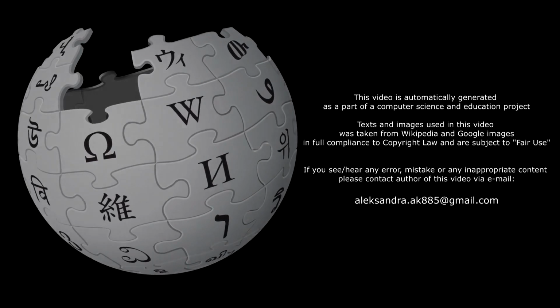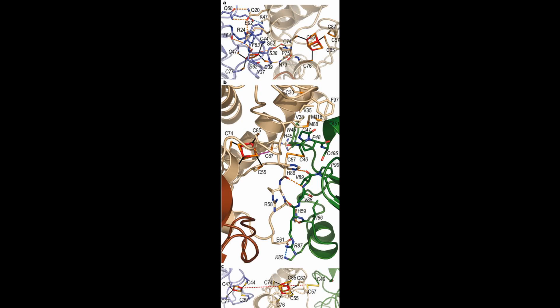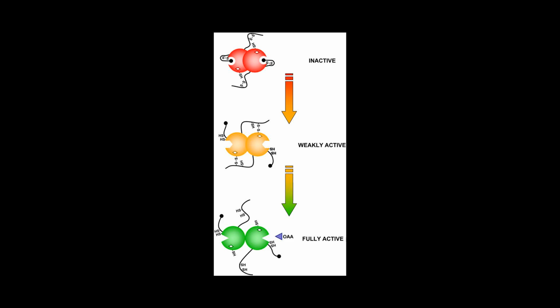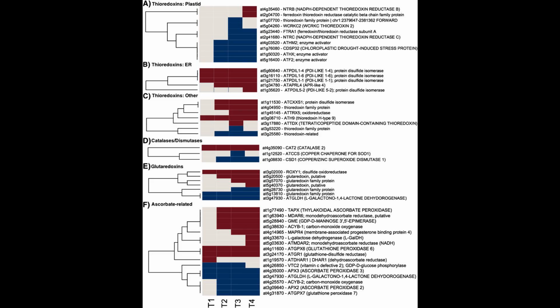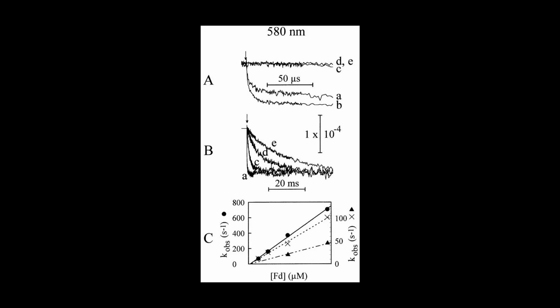Ferredoxin-thioredoxin reductase, EC 1.8.7.2. Systematic name: ferredoxin-thioredoxin disulfide oxidoreductase. It is a 4Fe-4S protein that plays an important role in the ferredoxin-thioredoxin regulatory chain. It catalyzes the following reaction: 2 reduced ferredoxin plus thioredoxin disulfide ⇌ 2 oxidized ferredoxin plus thioredoxin thiols plus 2H+.